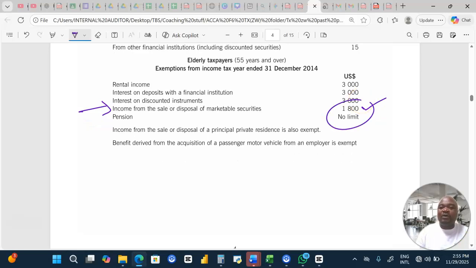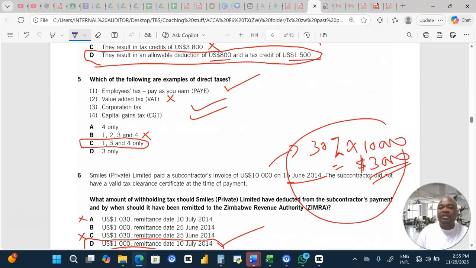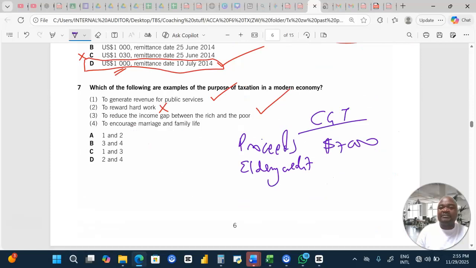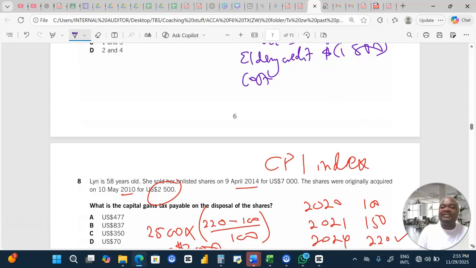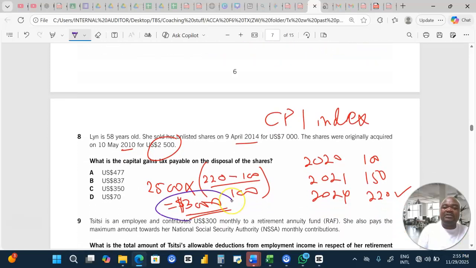So let us use the 1.8 there to complete this particular question. The elderly credit by then was 1,800. Then the cost, we deduct the cost according to our CPI computations. The cost, this is the cost we calculated, ladies and gentlemen, and it was 3,000.